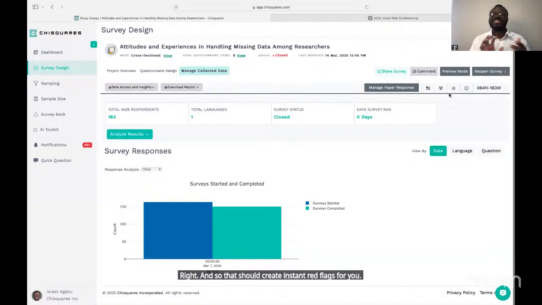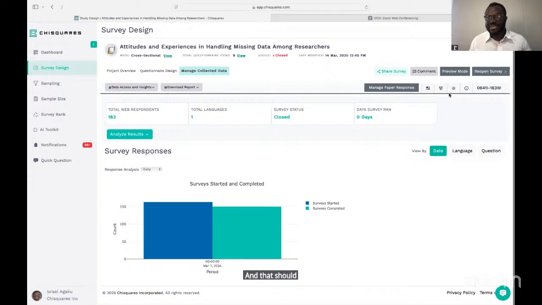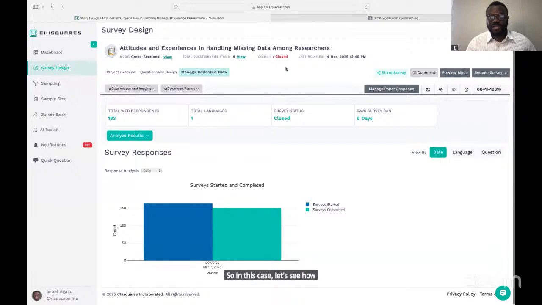Or you start seeing values that are not numbers. That makes no sense whatsoever, and that should make you question the authenticity of that data set. So in this case, let's see how that process works. Our survey is already closed.